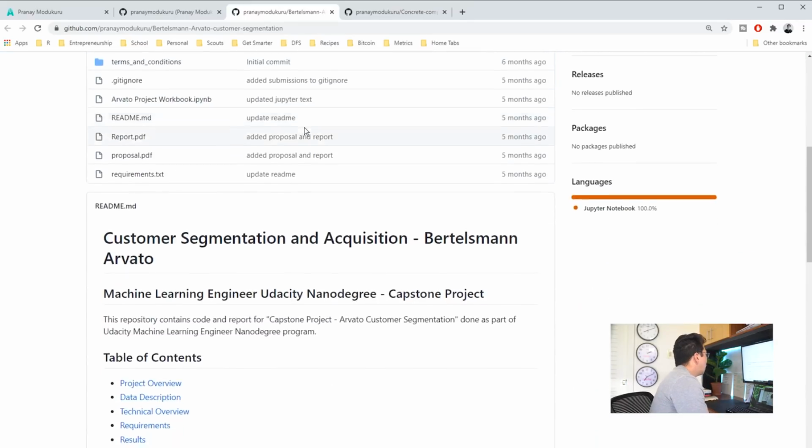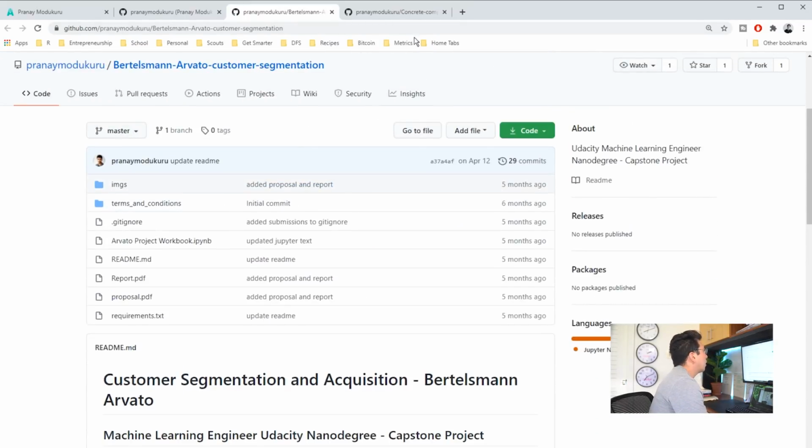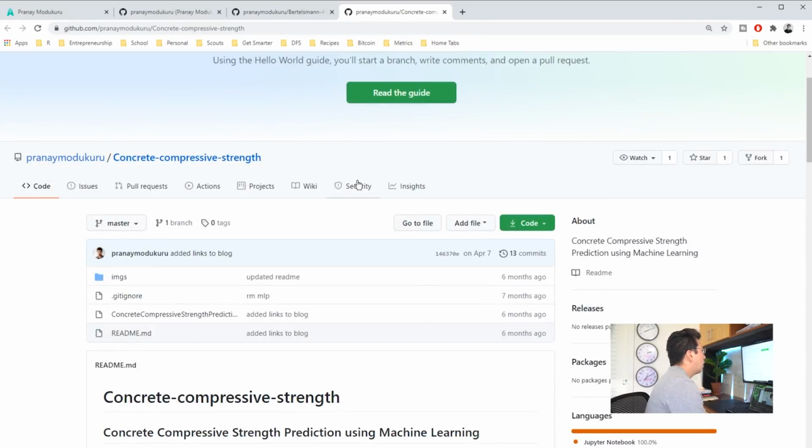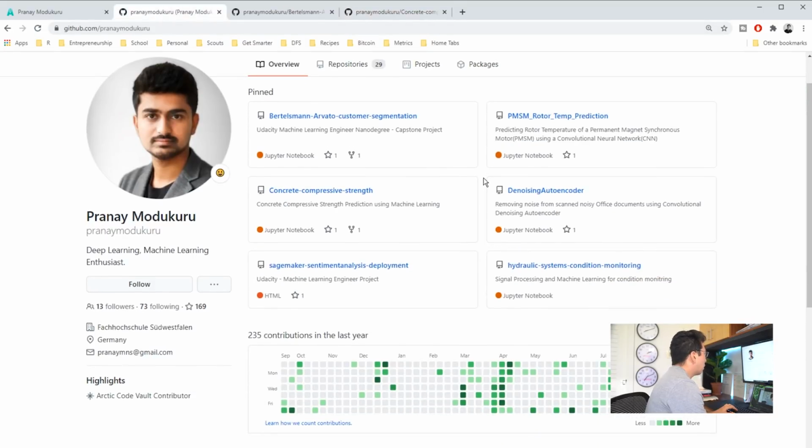So again, this is pretty good. Let's look at another one. I thought this one was a lot more effective. So, concrete compressive strength. I don't think this was something he forked or anything, right?